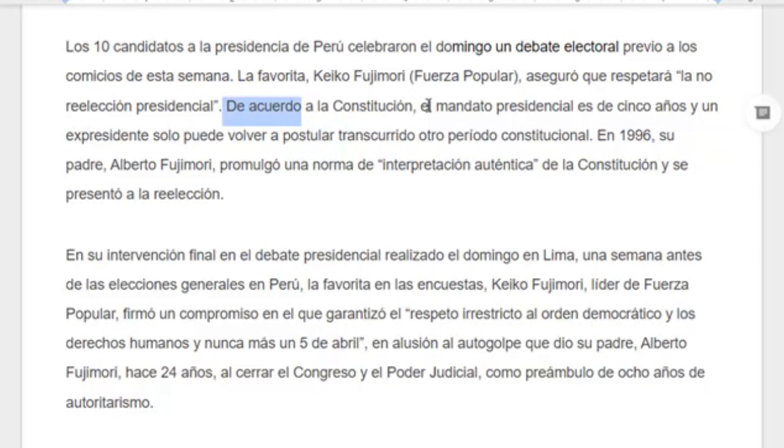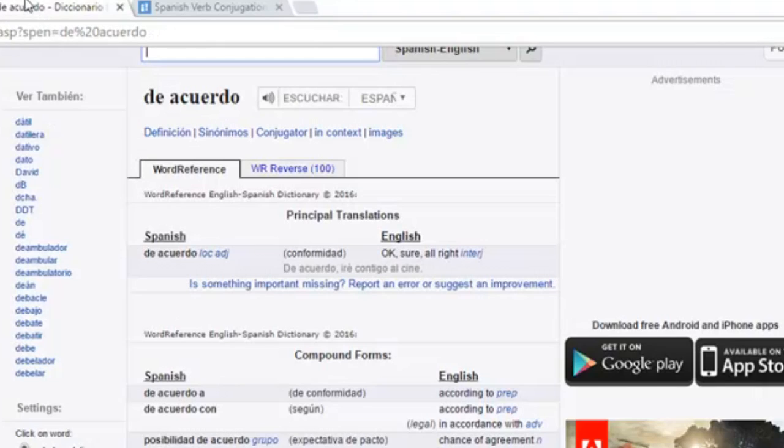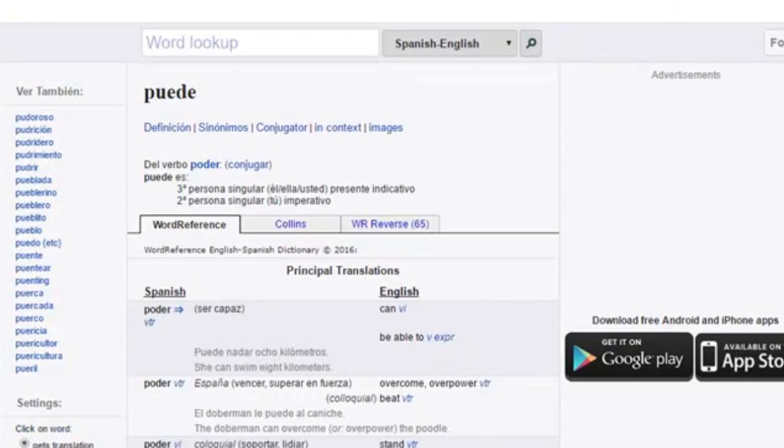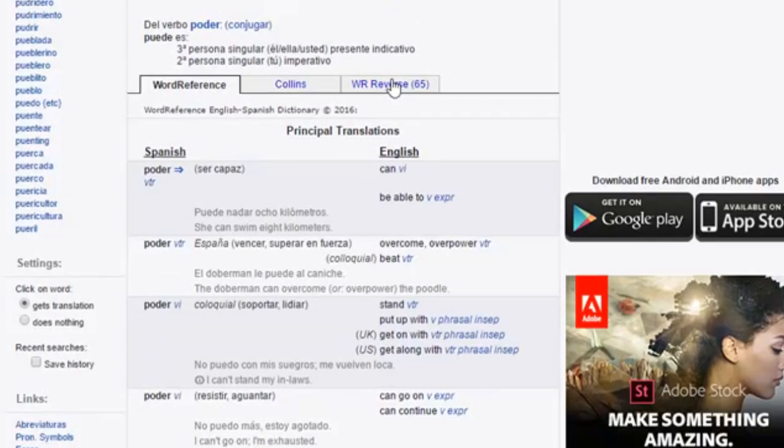to the Constitution, el mandato presidencial, the presidential mandate, and mandate basically just means term here though, es de 5 años, is of 5 years, y, and, un ex-presidente, an ex-president, solo puede volver a postular. He can only, an ex-president only, solo means only. Anytime you don't know this, you look it up. Puede is a conjugation of poder. Now, that's irregular, so let's see what would happen if you typed in puede here, because you might not recognize that that comes from poder, but it tells you it came from poder.